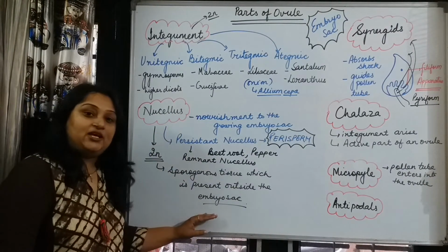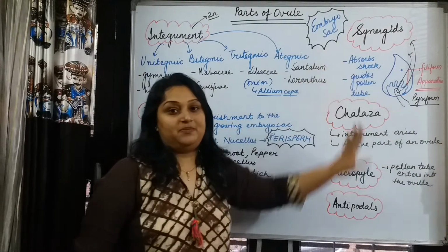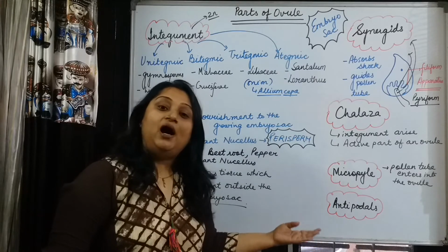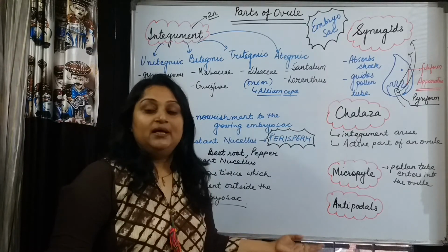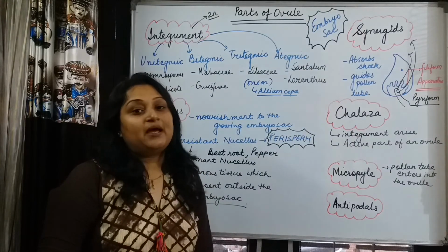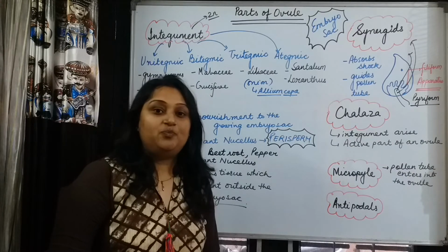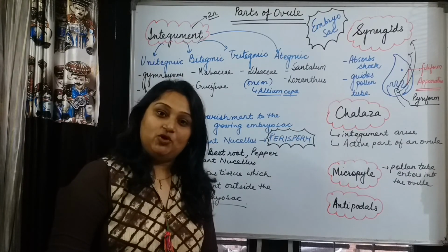In the next section, we will discuss how this embryo sac develops. That means how the megaspore is formed. In the same manner, like the microspore develops, the megaspore also develops, and that is called megasporogenesis. In the next video, I'll show you that.